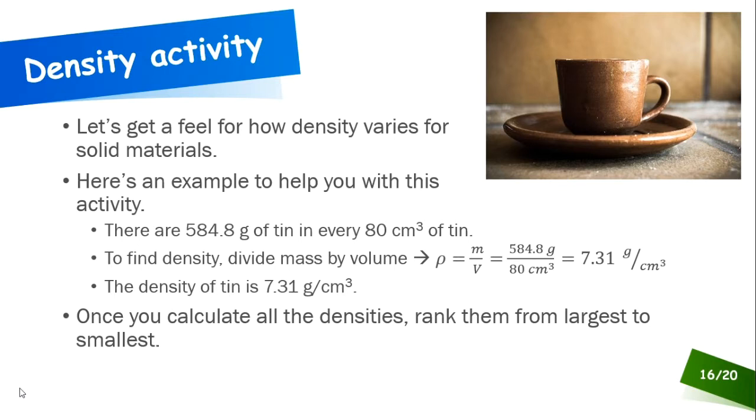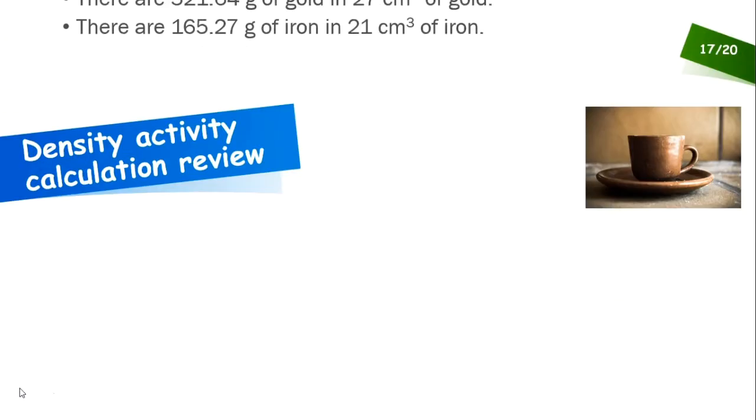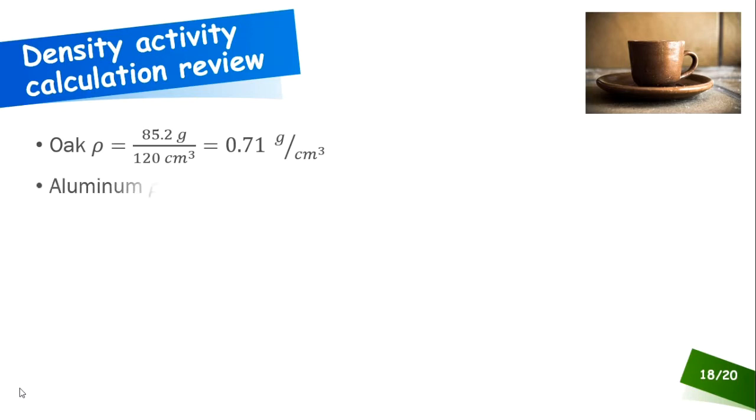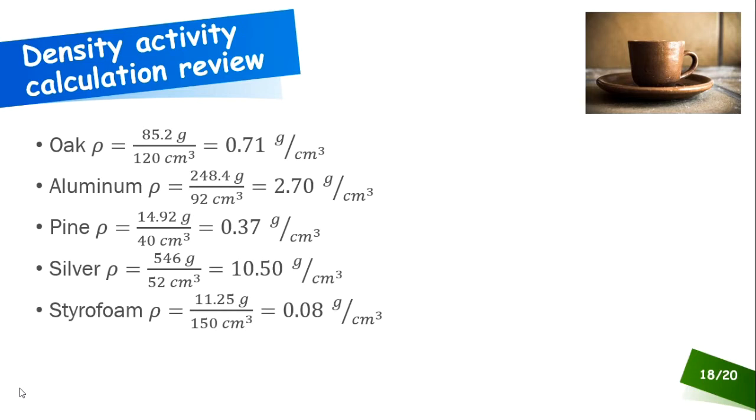All right, let's see how well you did with this. So here are the different examples that you should have calculated. And to review how to calculate each one of them, we'll just look at them in the order they're presented. So the oak is going to be the 85.2 grams divided by 120 cubic centimeters, which is 0.71 grams per cubic centimeter. Aluminum, 2.7 grams per cubic centimeter. Pine, 0.37 grams per cubic centimeter. Silver, 10.5 grams per cubic centimeter.